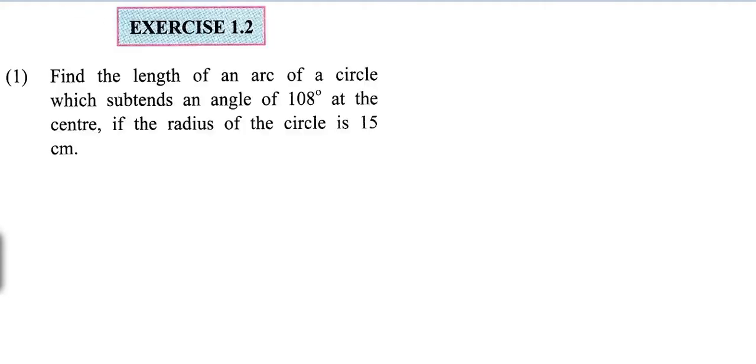Today we are going to solve exercise 1.2. Example number 1. Find the length of an arc of a circle which subtends an angle of 108 degree. So let us write down the given things. First thing that is given is angle subtended equal to 108 degree. We will convert this immediately into radian.